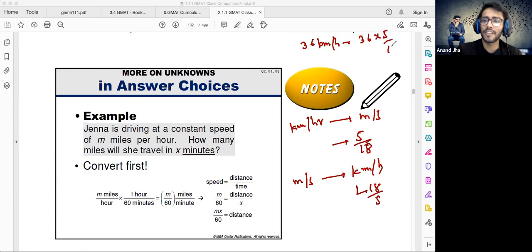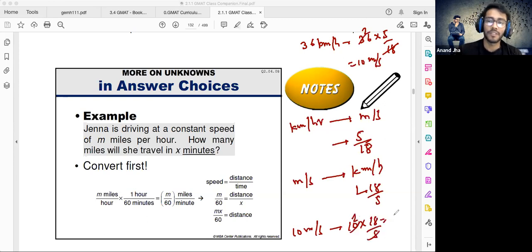How did this 5 by 18, 18 by 5 come? Because 1 kilometer is 1000 meters and 1 hour is 60 into 60 seconds. So if you divide 1000 by 60 into 60, you'll get 5 by 18. So this is 10 meter per second. Similarly, to convert 10 meter per second to kilometer per hour, you multiply 10 into 18 by 5. Remember these two things. Very, very important.